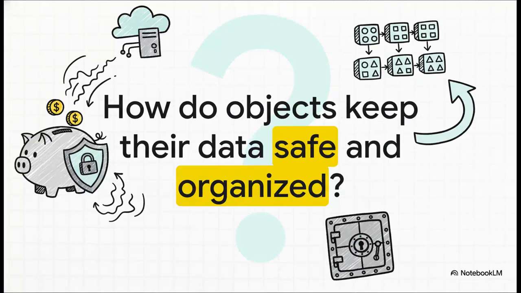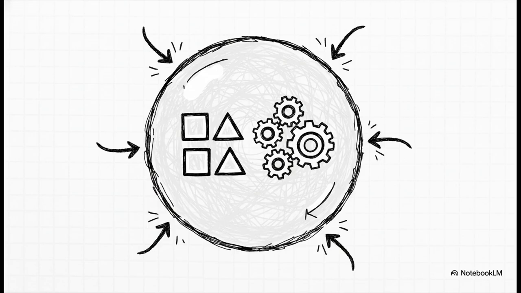I mean, seriously, think about it. Imagine a banking application. If any random part of the code could just reach in and change the balance of a bank account with no rules or checks, well, that would be a complete disaster. So how do we stop that from happening? The solution is just brilliant. You bundle an object's important data together with the specific methods that are allowed to change that data. You wrap it all up into a single protected unit.